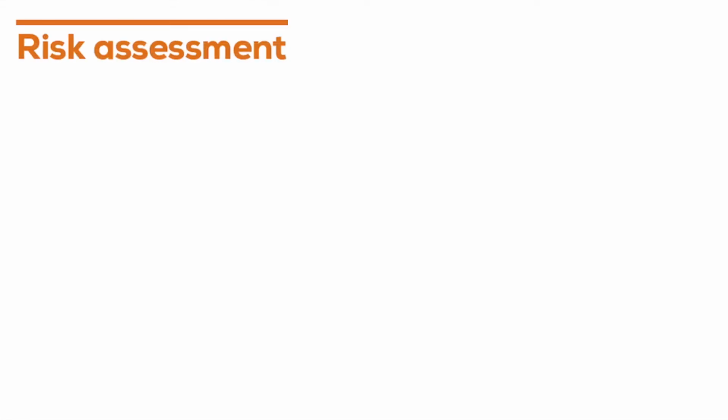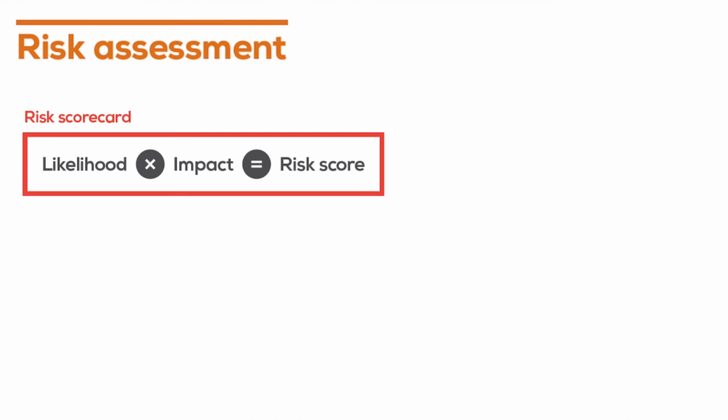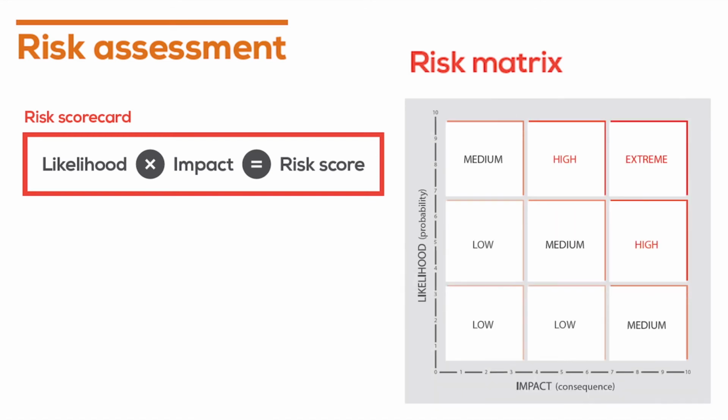The next is risk assessment. This is the risk assessment that we have spoken about earlier. Risk scorecard: likelihood is the chances of occurrence, the probability of the risk occurring, multiplied by the impact. Impact is actually the cost should the risk occur. That is the risk score. So now this is a risk matrix.